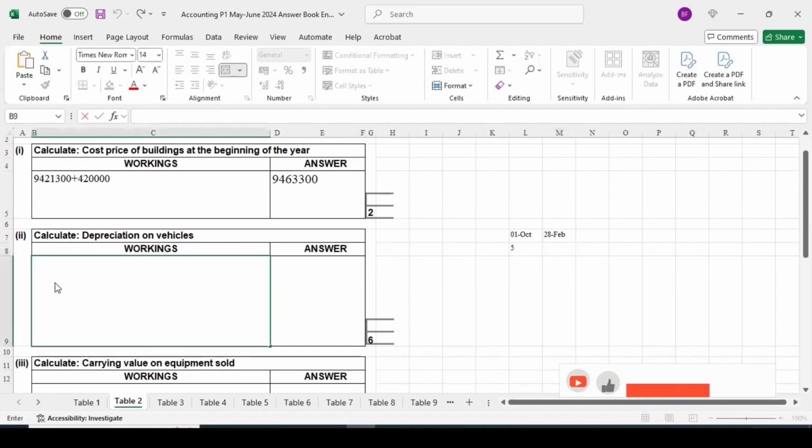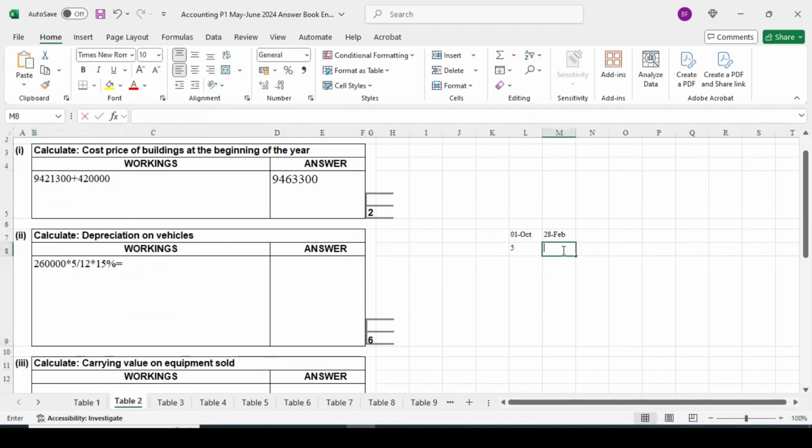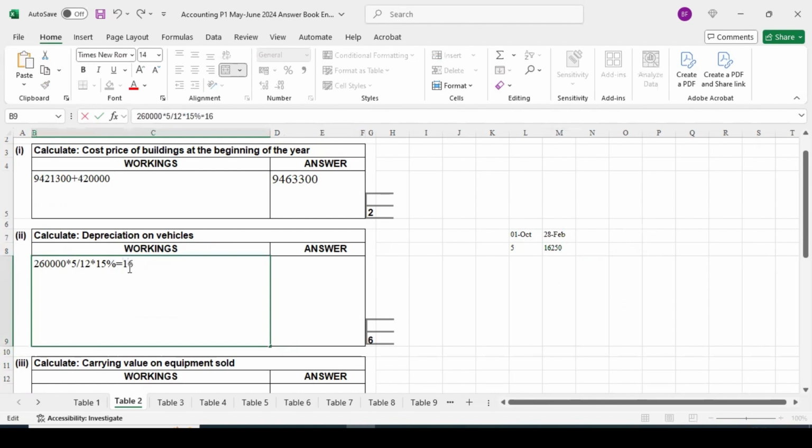So we're going to copy and paste this. This is our calculation and then equal sign. So it was equal to what? Let me recalculate it here. So it was 16,250. This is for the new vehicle that was bought to our company.